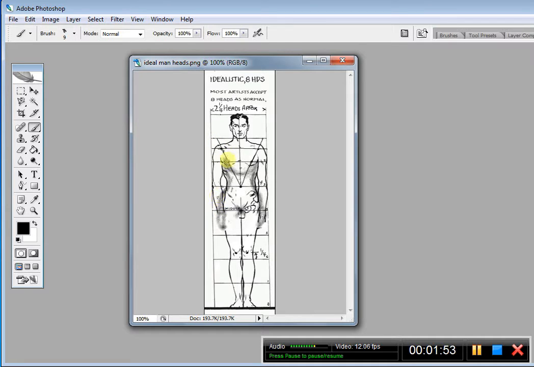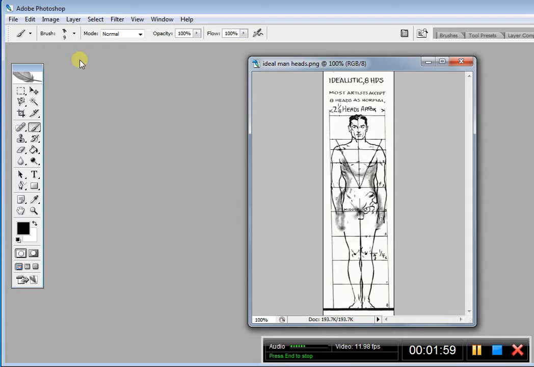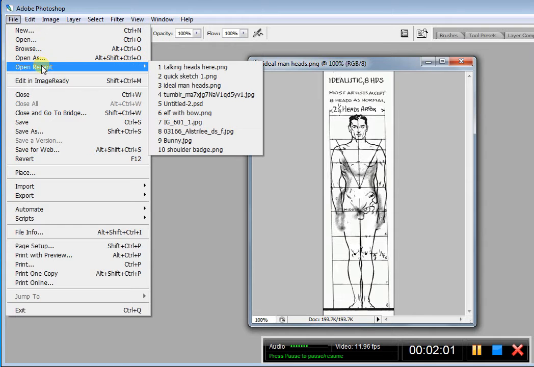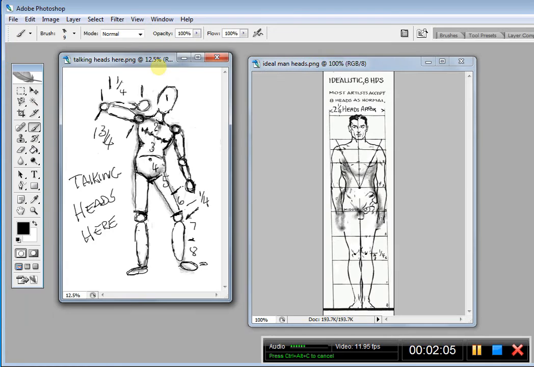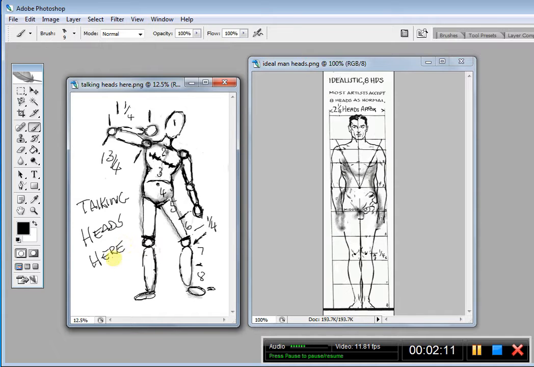Now I'm going to start with a few basic things. So what I thought I'd do is bring in another person, and his name is Mr. Head, or Talking Heads as I call it. And this is Mr. Talking Head. Now he's talking heads here, you see, because he's proportioned in head sizes. I'll find my brush again, the brush keeps disappearing.